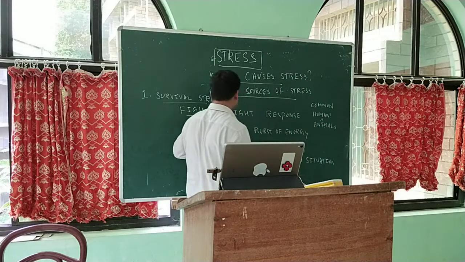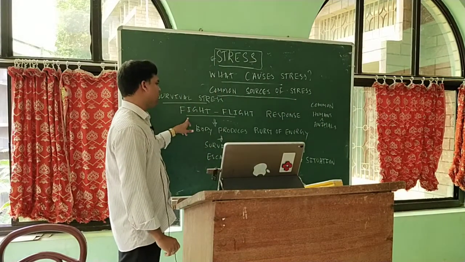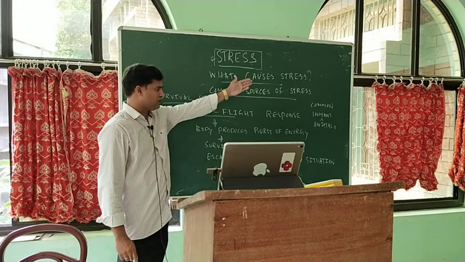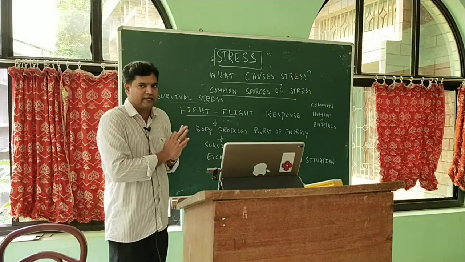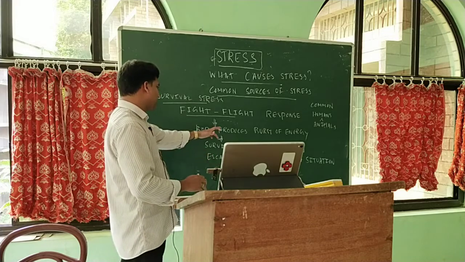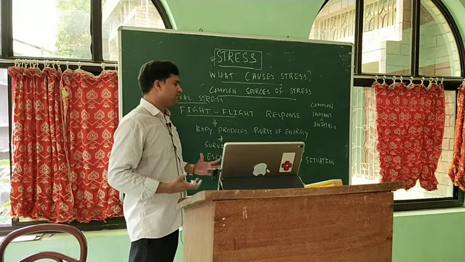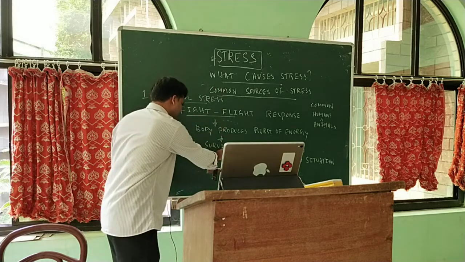So we have two kinds of response available: fight response or flight response. It is common to all humans and animals. Whenever we are faced with a dangerous object or dangerous situation, our body produces bursts of energy, and that energy will help us either to survive the dangerous situation or to escape from it.